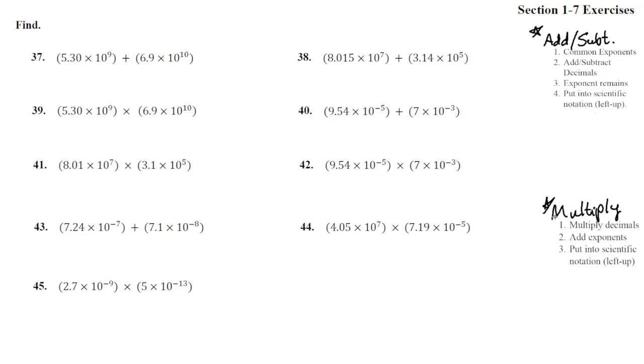Okay, multiplication has a different set of rules. You multiply the decimals and you add the exponents. That's the biggest difference: either the exponent will remain, or you will change the exponents and add them. All right, let's do it.